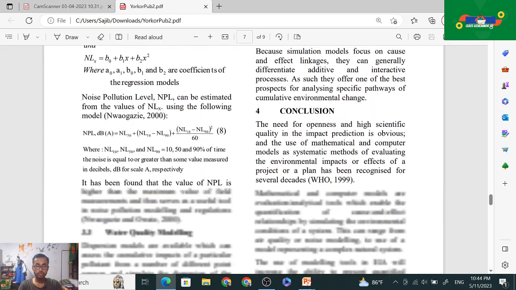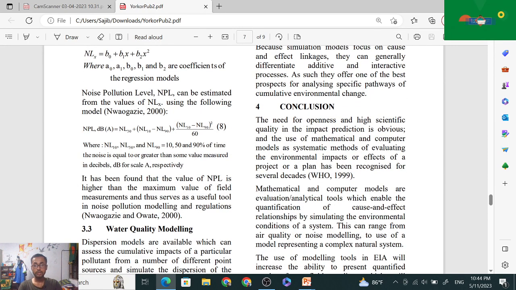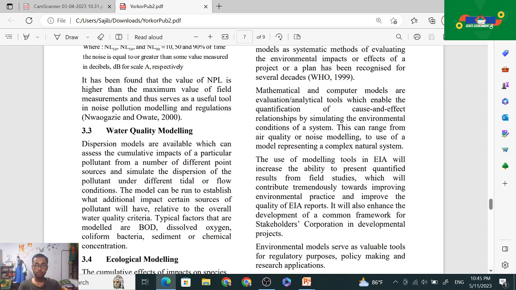Then conclusions এর মধ্যে যেটা আছে, the need of openness and high scientific quality in the impact predictions is obvious, and the use of the mathematical and computer models as systematic models of evaluating the environmental impact or the effects of a project or a plan has been recognized for several decades. Then mathematical and computer models are evaluation and analytical tools which enable the quantification of the cause and effect relationship by simulating the environmental conditions of a system, and this can range from the air quality or noise modeling to use of a model representing a complex natural system.